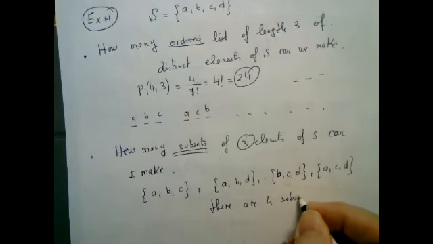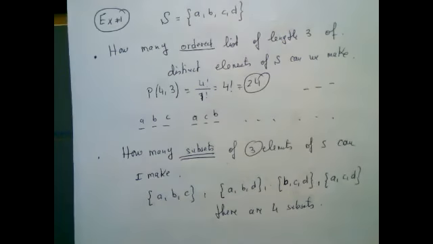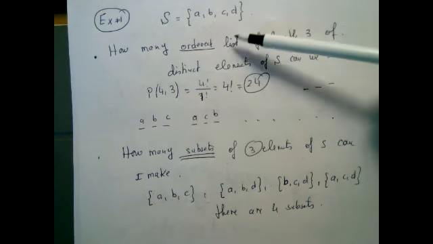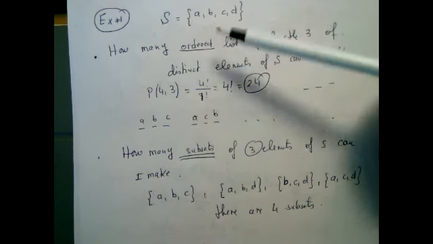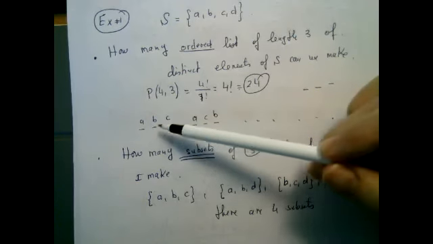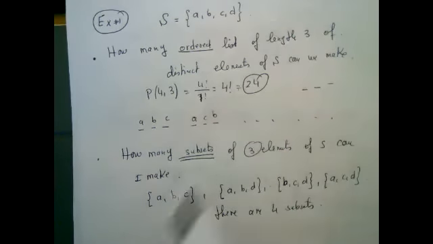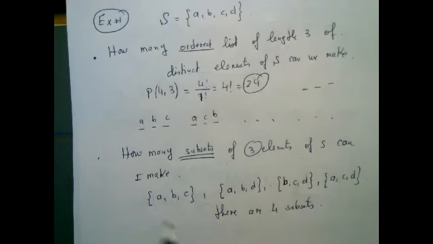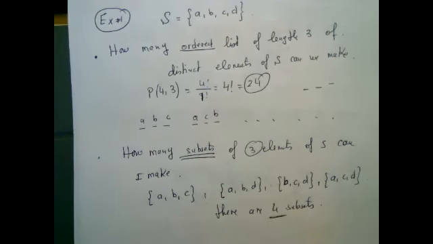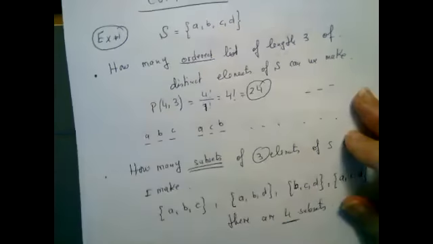4 subsets. So the 2 questions on the surface look the same, but they are very different. In the first case, I'm interested in all the ordered lists of 3, so I care about the order. Here I'm just asking how many subsets. ABC, that's one set. ABD, I don't care about the order. So I definitely have far fewer elements.